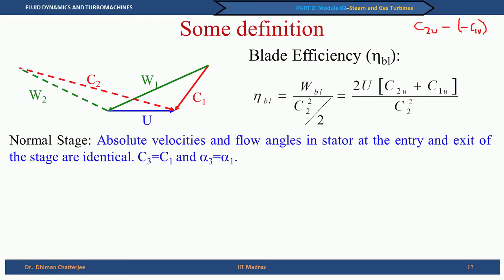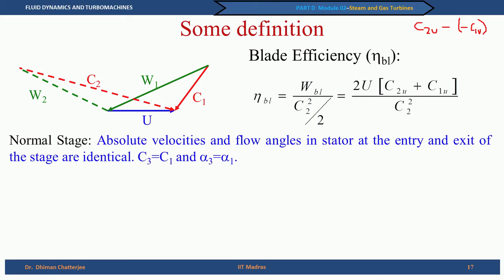So, in this case the normal stage is one in which the absolute velocities and flow angles in stator at the entry and exit of the stage are identical. That is C3 is equal to C1 and alpha 3 is equal to alpha 1.